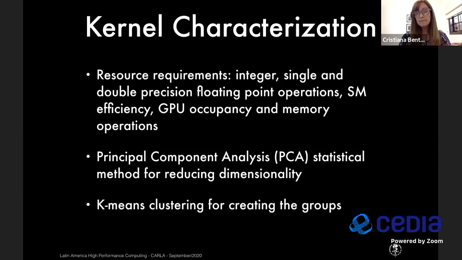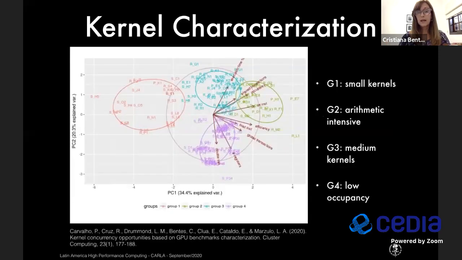So in this study, we studied the following resource requirements: arithmetic operations, how they use integer, floating point, single and double precision, SM efficiency, GPU occupancy, and memory operations, global memory and shared memory operations. And we had around 170 kernels to analyze. It was really hard to analyze the similarity in the use of resources. So we used principal component analysis to reduce the dimensionality of the problem. And then we used a clustering algorithm to create the groups. And these are our results. Of course, I'm not getting into details of the PCA results. What we found were 4 different groups of kernels from these 3 benchmarks.